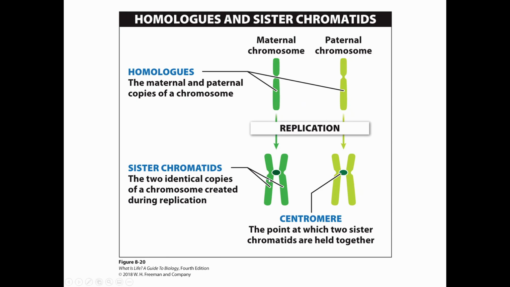We go through replication, so we see this nice little X shape. And there we have the sister chromatids. So if you remember sister chromatids from mitosis, you know that the sister chromatids are identical. So these two pieces I'm pointing to are identical to each other. These two pieces I'm pointing to over here are identical to each other, but the dark green and the light green are not identical to each other. So dark green and dark green are sister chromatids. Light green and light green are sister chromatids with each other, but dark green and light green are homologs.